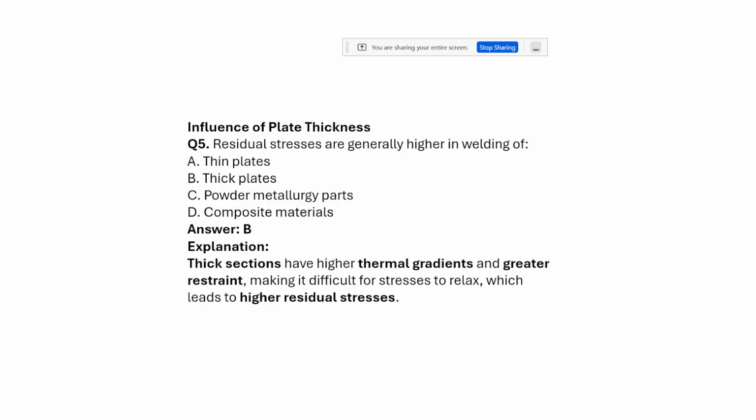If it is a thinner plate, the base metal will also heat up very quickly, so the cooling rate from the molten pool to the base metal will become slow. But if it is a thicker plate, the cooling rate will become much faster because the amount of heat that can be absorbed by the workpiece is much higher. So faster cooling means more residual stresses. Thicker sections have higher thermal gradients and greater restraint that makes it difficult for stress to relax, which leads to higher residual stresses.